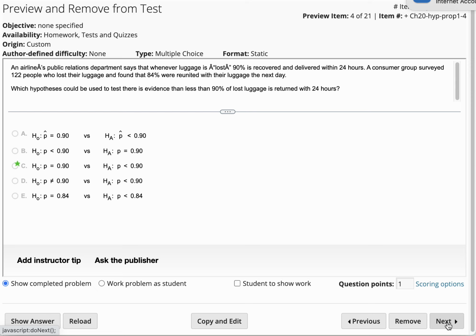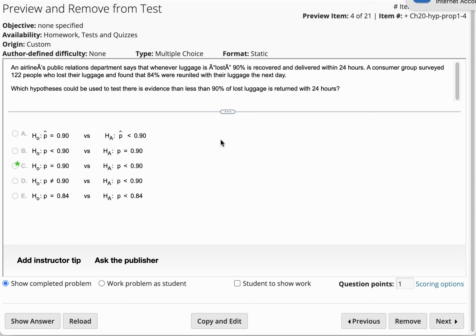Airlines Public Relations Department says that whenever luggage is lost, 90% of it is recovered within 24 hours. A consumer group surveyed 122 people and found that 84% were reunited with their luggage in the next day. What hypothesis can be used to test if there is evidence that less than 90% are returned within 24 hours?